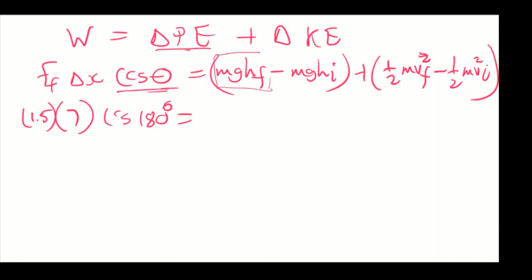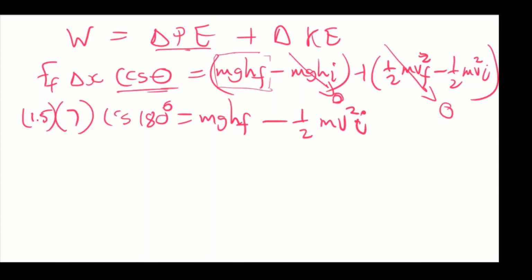as I said, the final height is definitely going to be included. So let me just rewrite it properly. We're going to have mgh final, but the initial one is 0, because at point A the object is literally on a horizontal surface. And then the final velocity, as I said, is going to be 0, because that's where the object is going to stop. So you're just going to involve minus 1 over 2 mv squared initial, at point A.